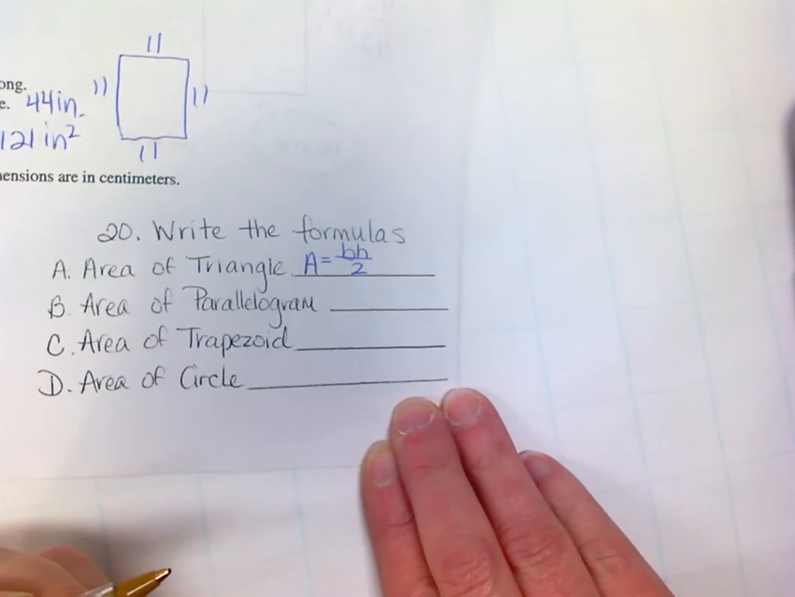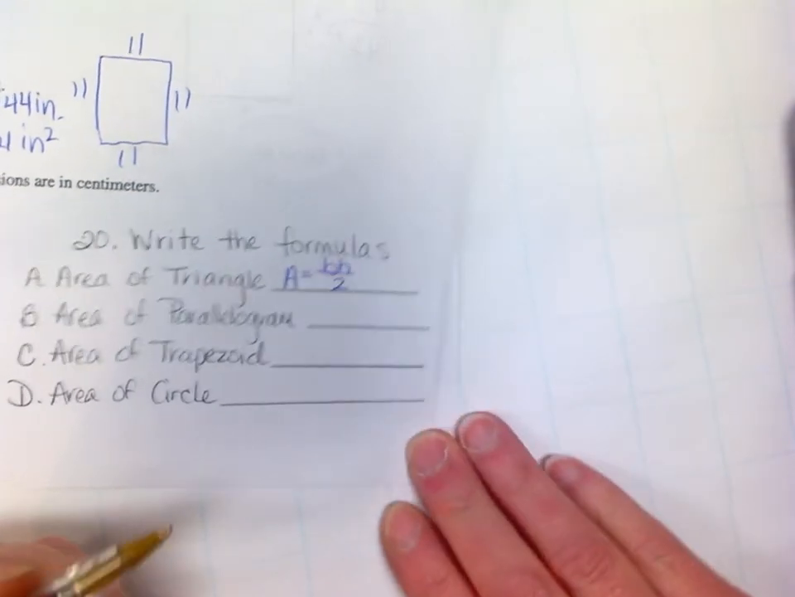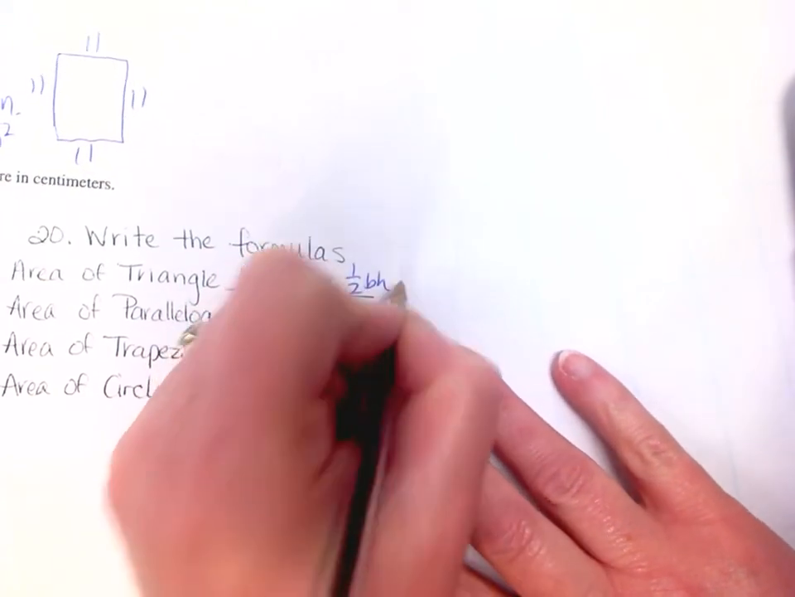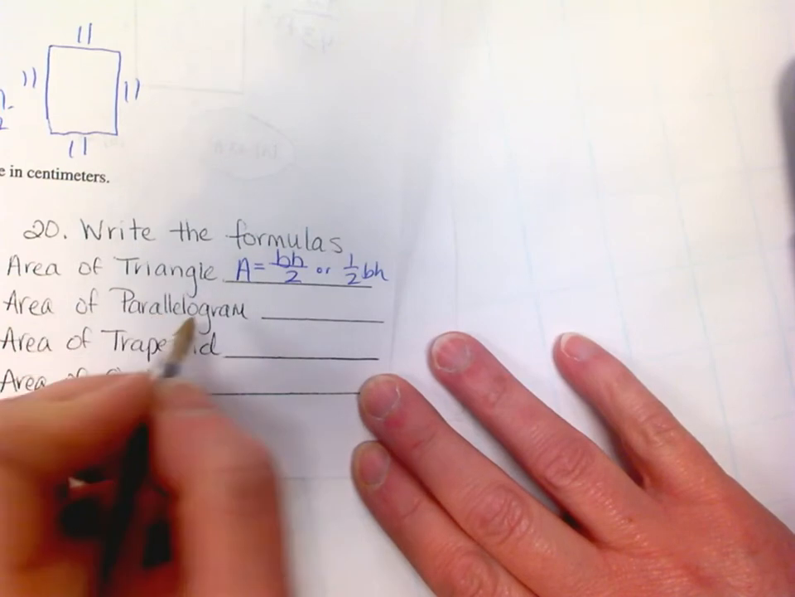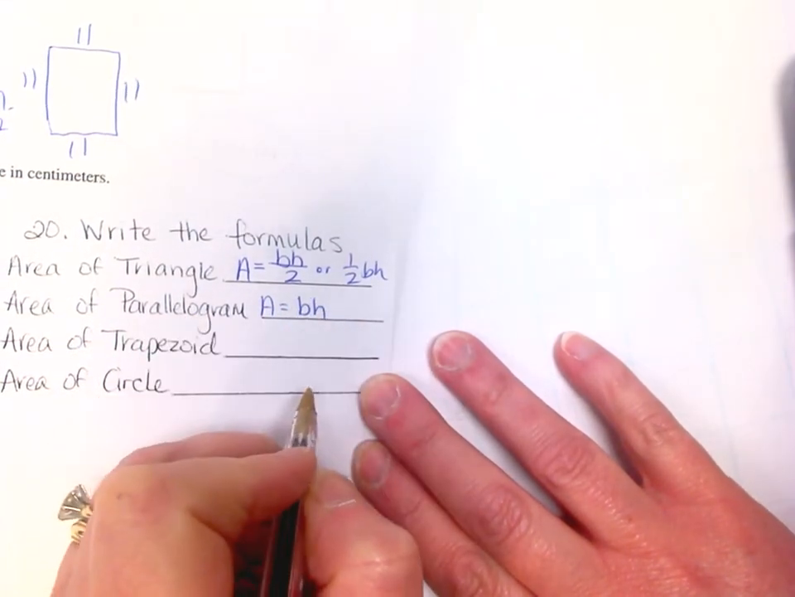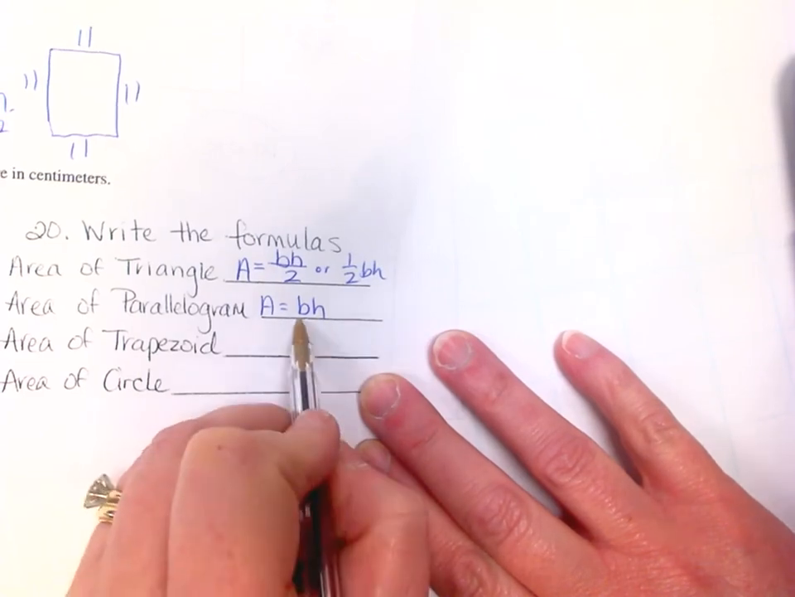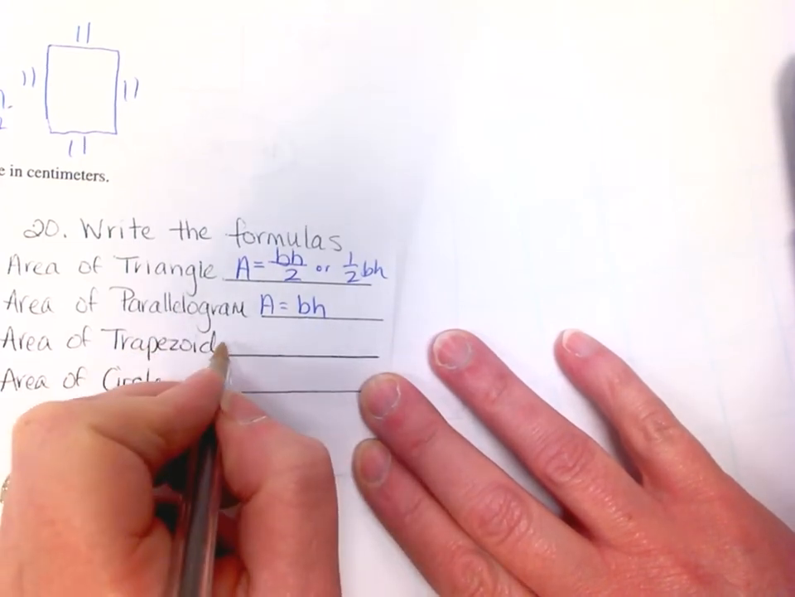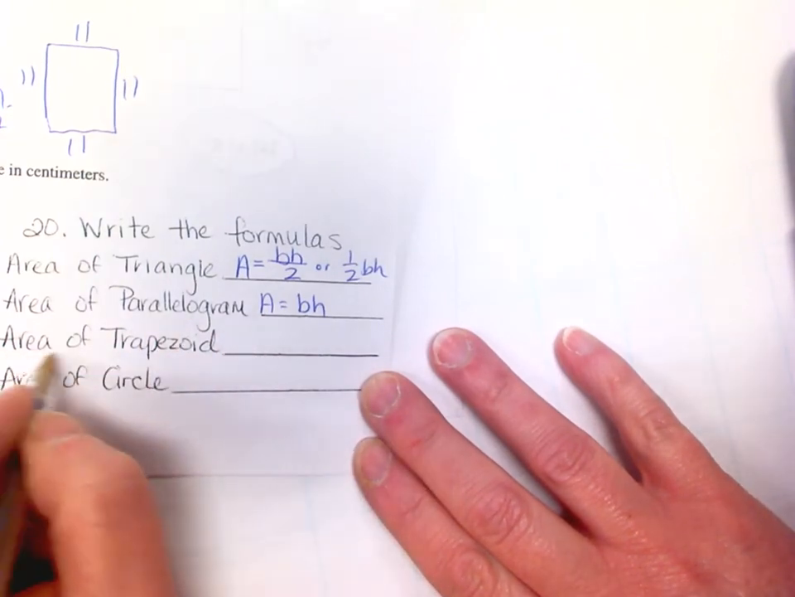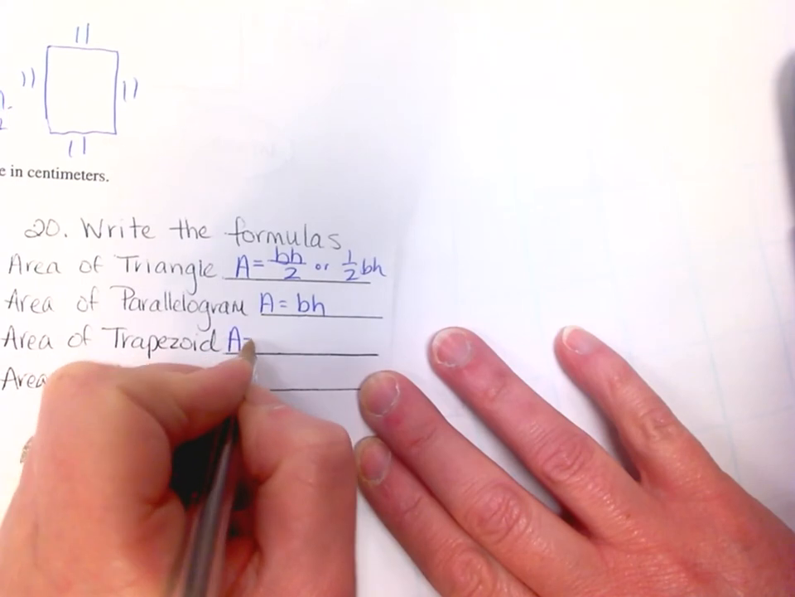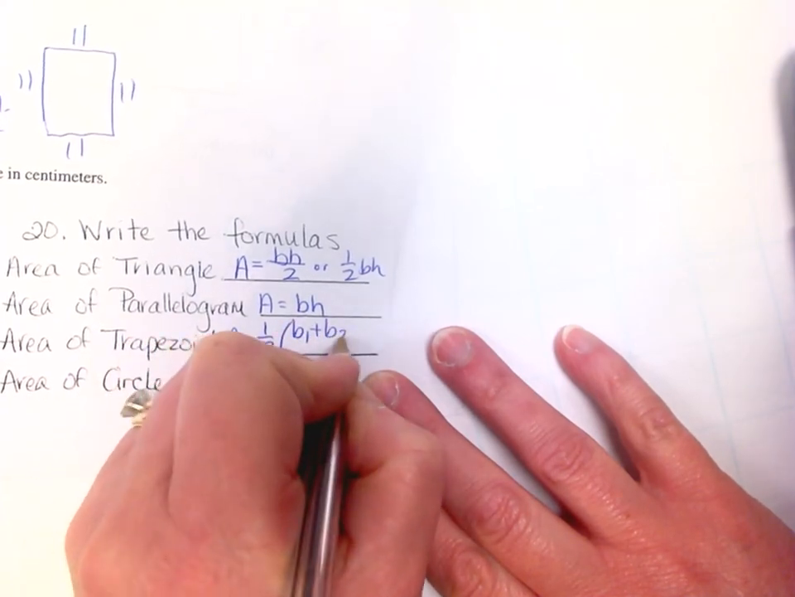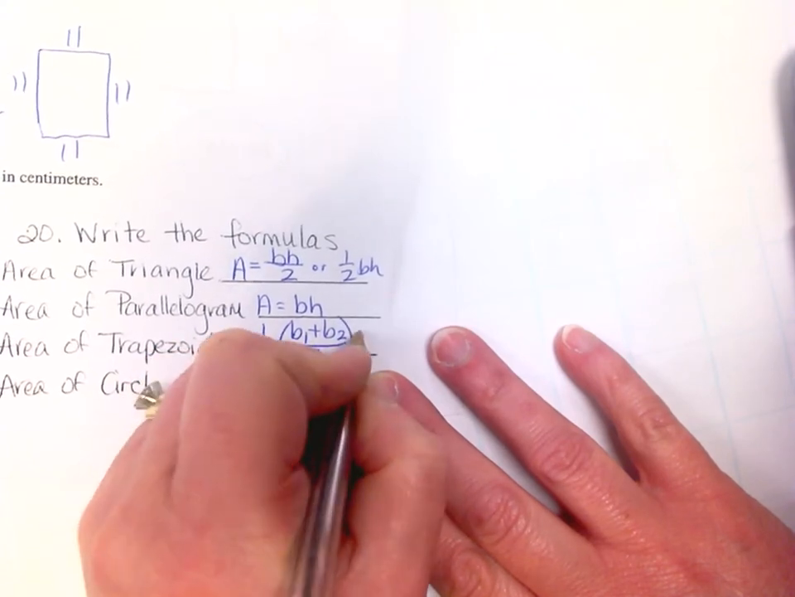Area of a triangle equals base times height divided by 2. Or remember, we could also say 1/2 base times height. Either way is correct. The parallelogram, base times height. Not length times width. It has to be base times height, because the length of one of the sides sometimes is slanted. Area of a trapezoid, area equals 1/2 base 1 plus base 2 times the height.